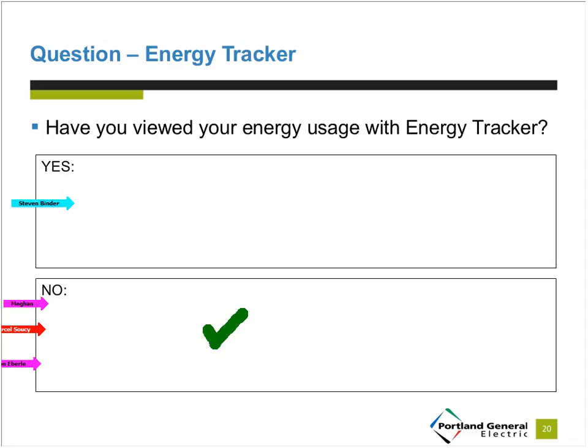So if you are interested in monitoring energy or just accessing your energy data, I'd suggest you give it a try. Go to portlandgeneral.com and log in, give yourself a profile, and look at Energy Tracker to see if it gives you the information that might be useful for you.